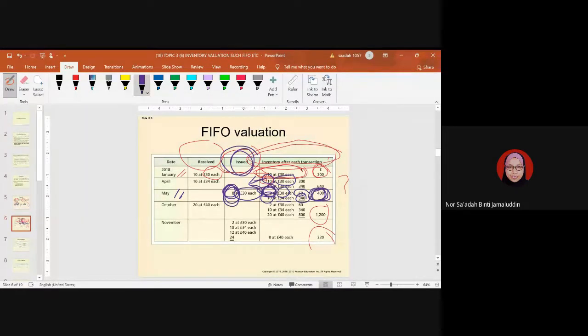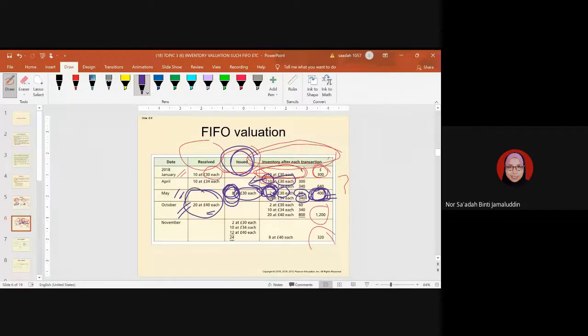Okay. After that, you proceed for the next transaction on October. You buy again or bought again your inventory. So 400 kan. And then ini susunan, tengok this is your susunan dia. Jangan tunggang terbalik. Saya susun Januari, April. So sekarang ni baki yang tinggal. Lepas tu awak tambah lagi. You bought again your inventory. 20 unit at 40 each.